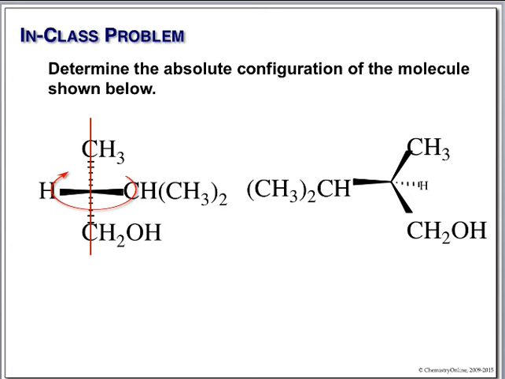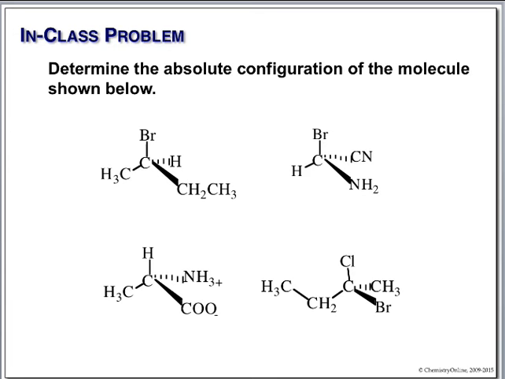Our priorities, like we said, hydrogen is lowest. Then we're going to do the CH2OH, isopropyl group, and then the methyl. We draw an arc. We are going clockwise. All right. These are old exam questions.